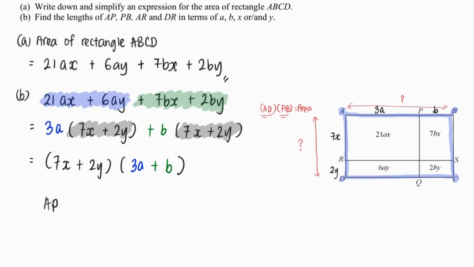And once you can see that, then you can therefore write out what the question needs. So my AP will be equal to 3A. PB is B. AR is 7x. And DR is 2y.